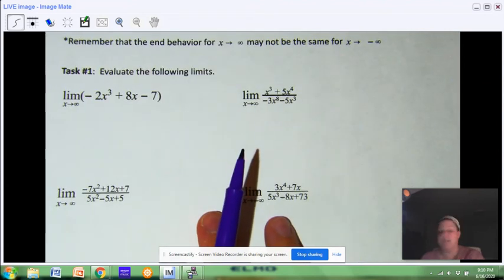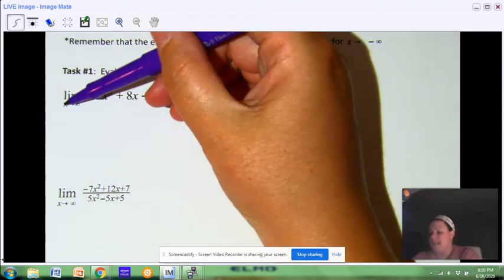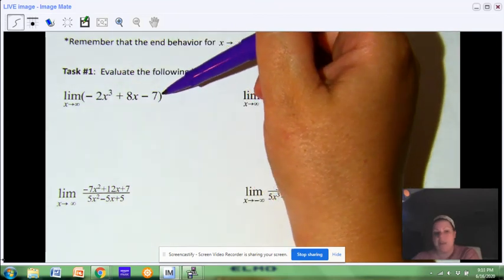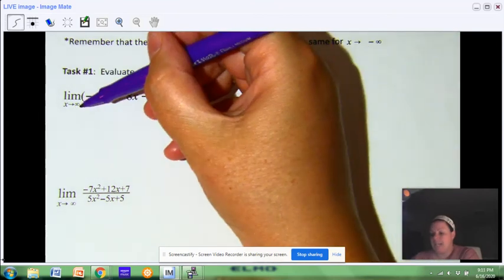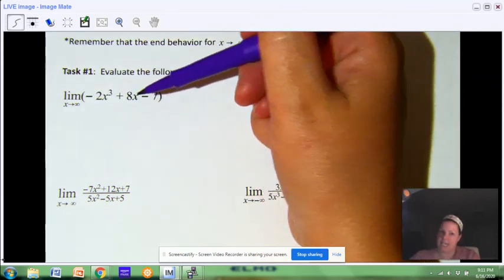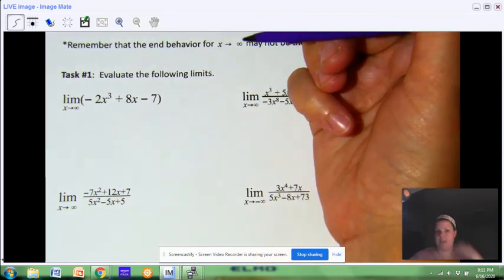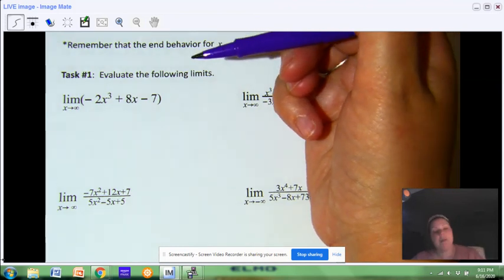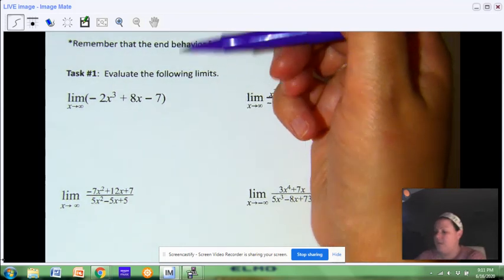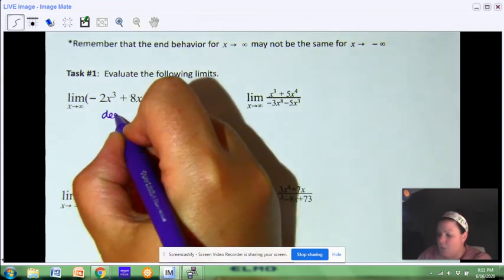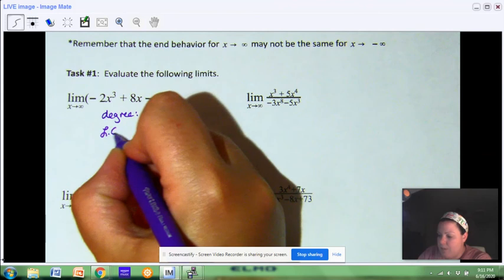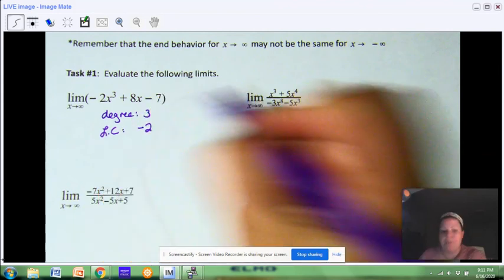So we're going to evaluate the following limits. The limit as x approaches infinity of this polynomial expression here. Since we're talking about infinity, I technically don't plug in infinity, although you can think about it that way. You can think about what happens when I plug in a really large number. But when it comes to polynomials, you want to look at two different items as your shortcut. Your degree, which in this case is 3, and the leading coefficient, which in this case is -2.